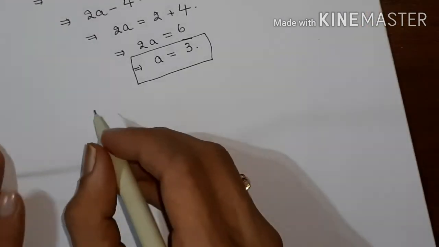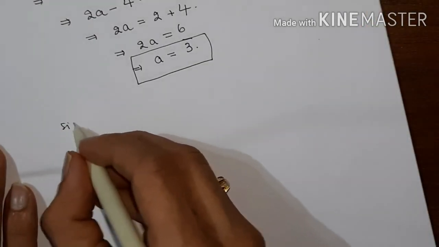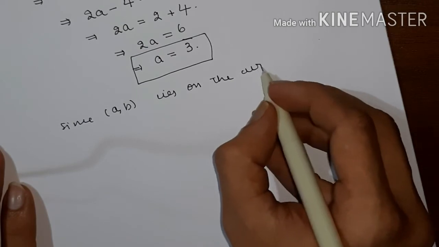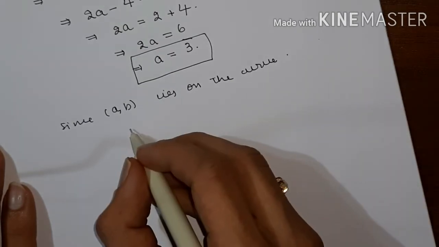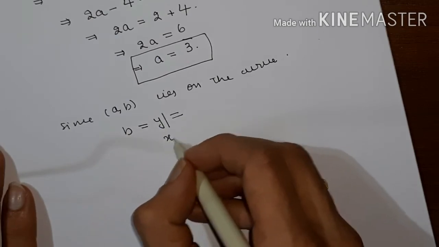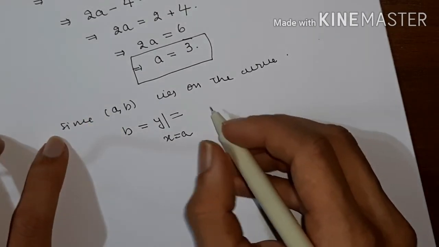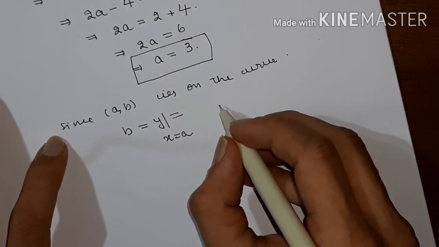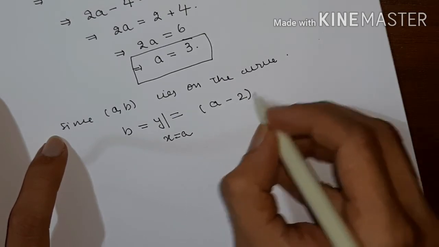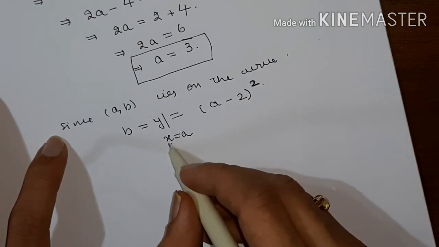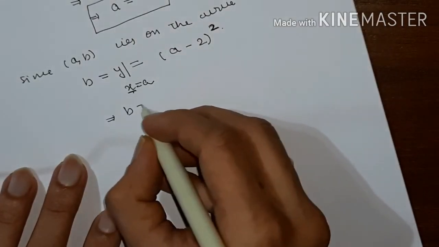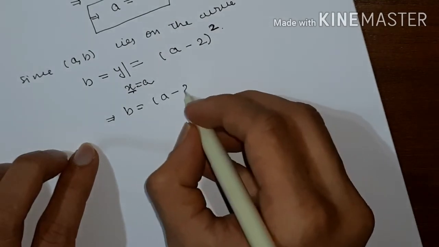Now you have to find the value of b. Since a comma b lies on the curve, this b is equal to y at x equal to a. And the curve given is y equal to x minus 2 the whole square. So you'll get a minus 2 the whole square, because you have to substitute x as a here. So b is equal to a minus 2 the whole square.